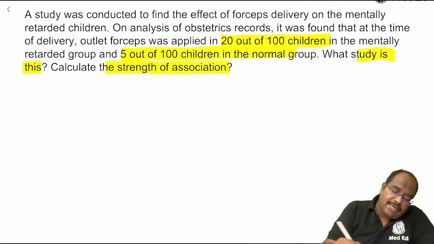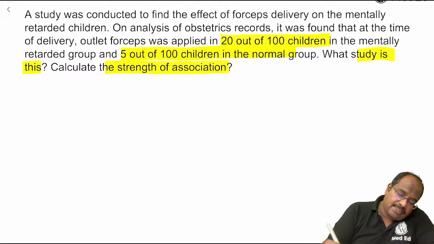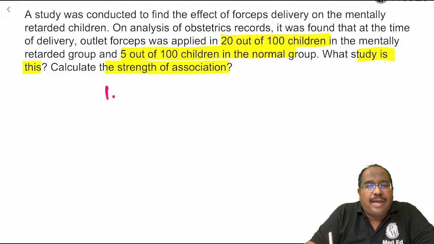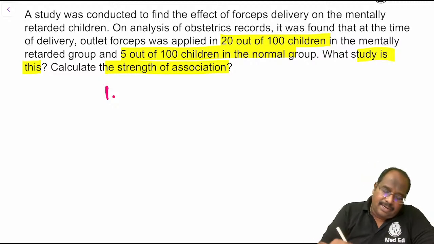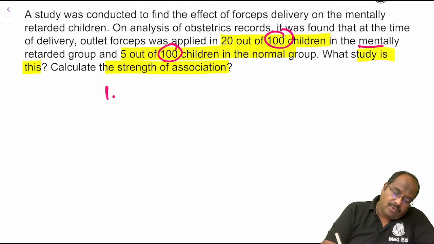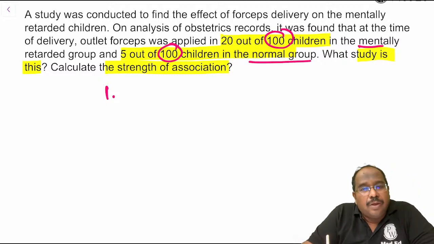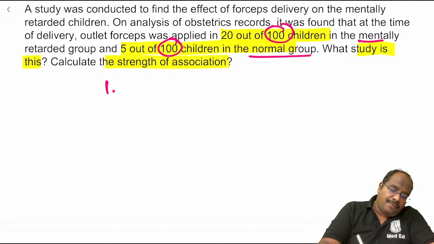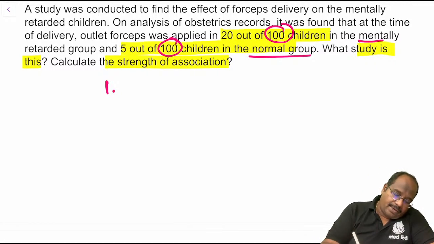So what is this study? First, that is the first step. We have to find the strength of association here. They have told that 100 children are mentally retarded and 100 children are normal. We have to make a 2 by 2 table. It's a case control study.